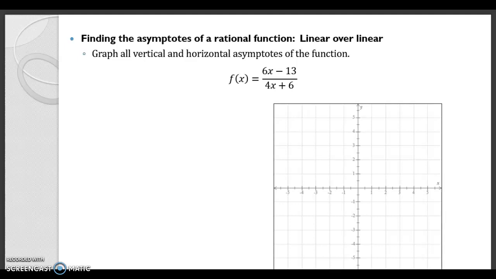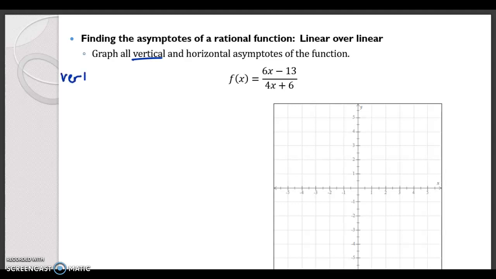Hey everybody, this video will go over the topic finding the asymptotes of a rational function linear over linear. So let's graph all vertical and horizontal asymptotes of the function f of x equals 6x minus 13 over 4x plus 6. So the first step is let's just graph the vertical asymptotes.